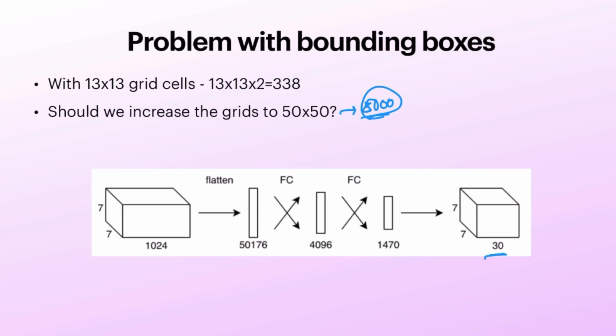So here, 30 values per grid cell and 7 by 7. Instead of 7 by 7, I will get 50 by 50. 50 by 50 into 30. How much is it? It is 75k. So this many parameters I need at the output prediction.